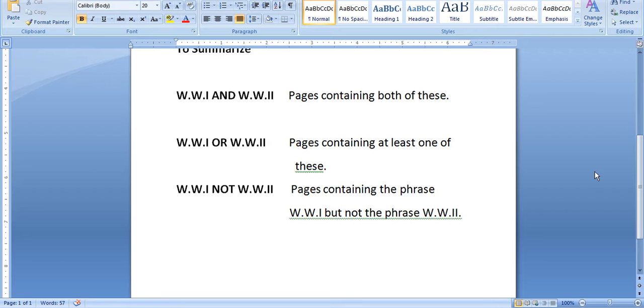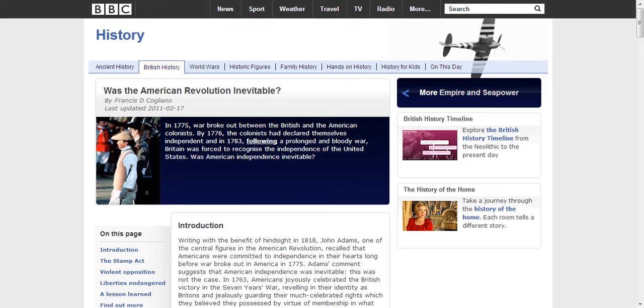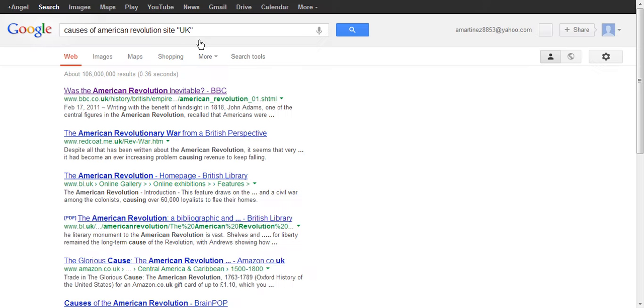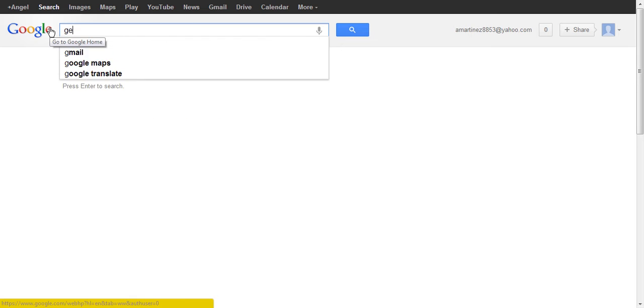Let's see if we can do an example to refine a search and see how it goes. Let's try this. Let's try George Washington. Would you type George Washington in for me, Miss Martinez? When we type in George Washington, military leader, in parentheses, not president. And then we're going to use site UK to get a British perspective.